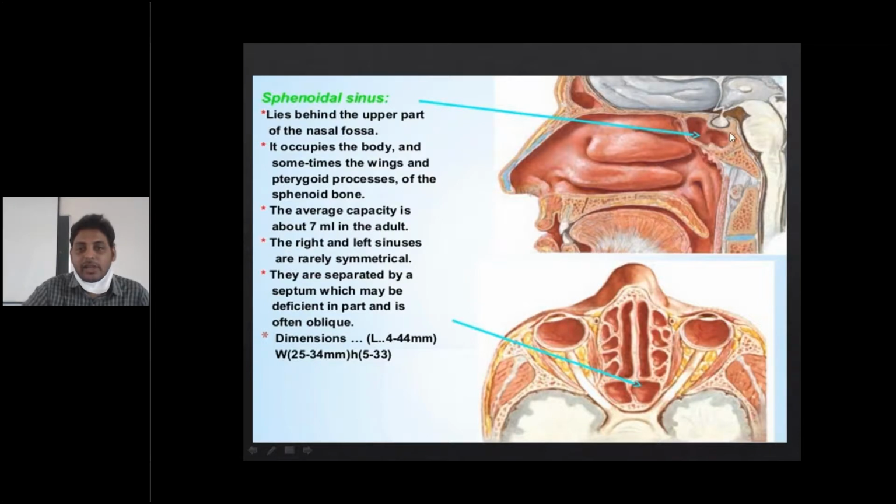This arrow where I am showing is the sphenoid sinus. This is the nasal cavity here, and it lies behind the upper part of the nasal cavity. Here, this is the sphenoid sinus. This one is the axial view, and this is a sagittal view. It occupies the body and sometimes the wing and pterygoid process. This is the body of the sphenoid bone. The average capacity of the sphenoid sinus is 7 ml.